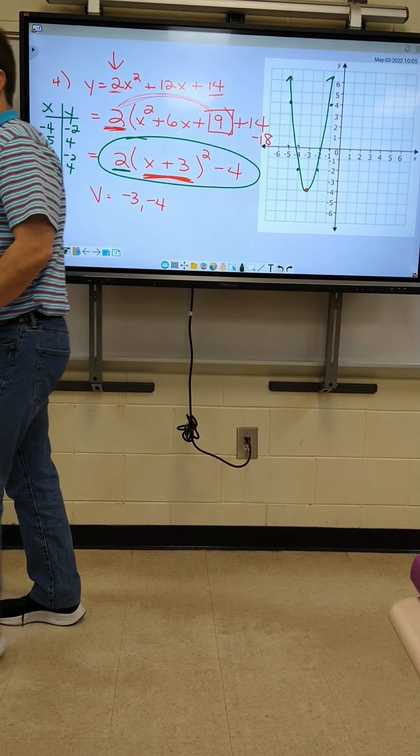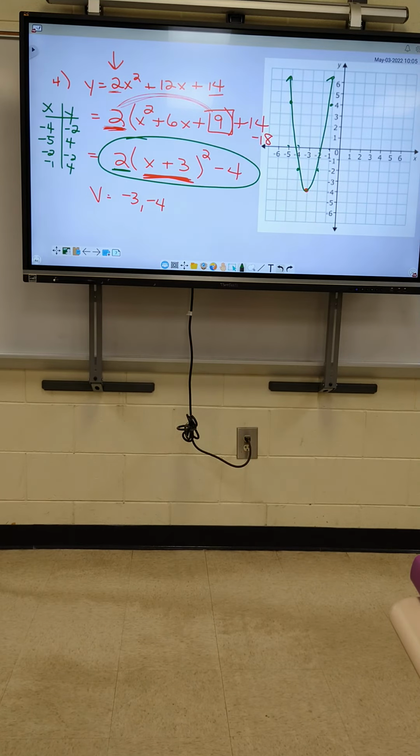Squared? All right, there's number 4, there's the parabola. We'll definitely have to go back over 5 and 6, going over these new steps.